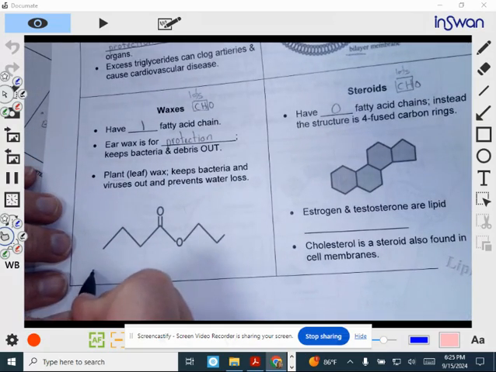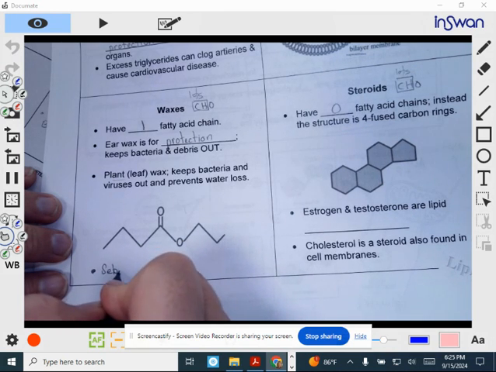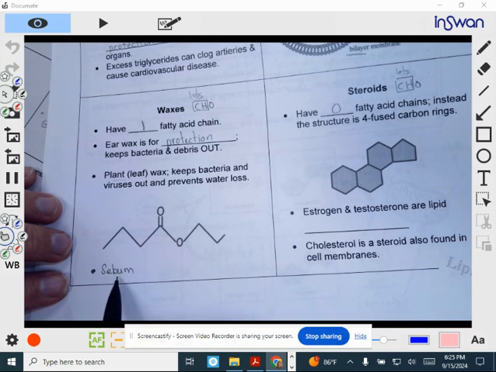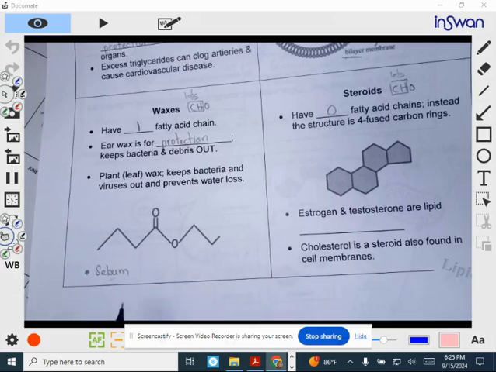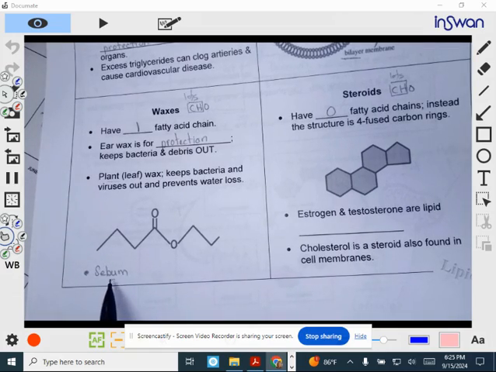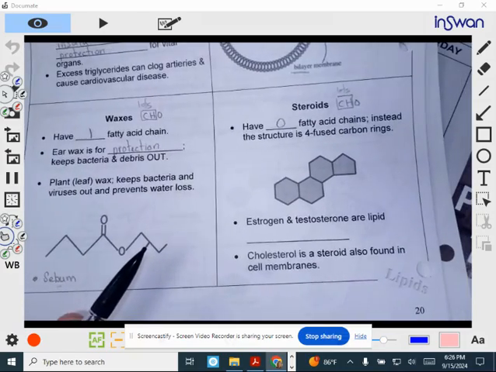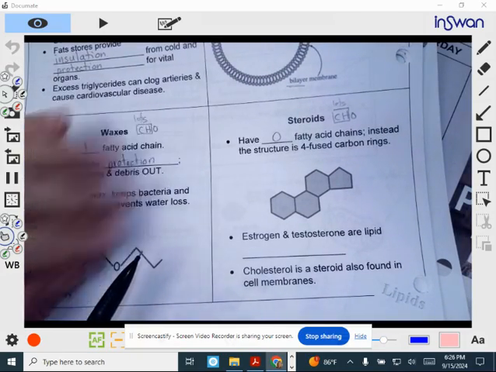The wax that we make in our skin is called sebum, and that keeps, again, moisture in, kind of like with our plants. And so if you don't make a lot of that wax, then your skin oftentimes is dry and cracked. And then you don't have that protection anymore because bacteria and other microbes can get in there and can cause infection.